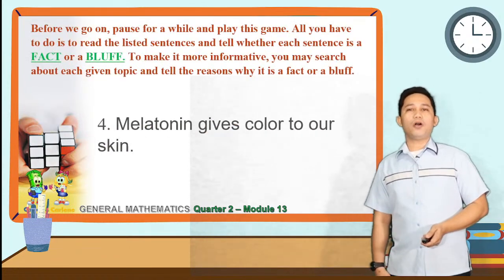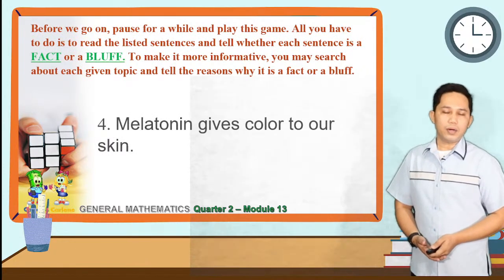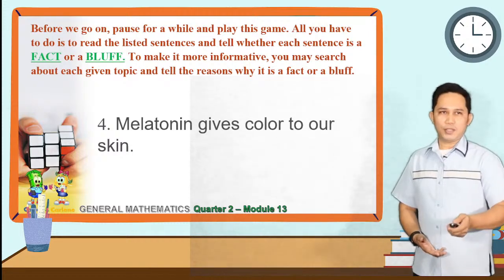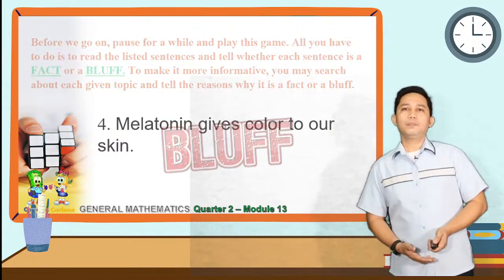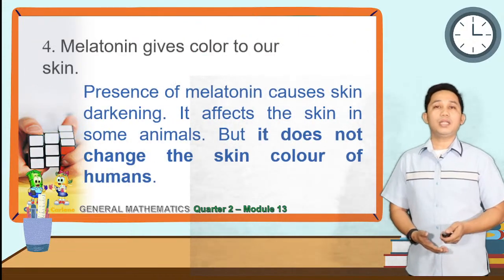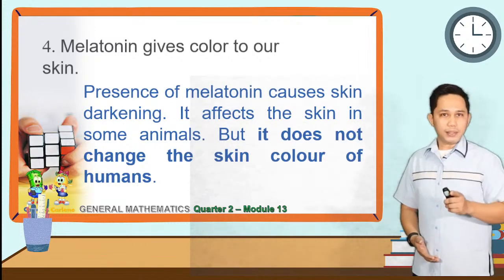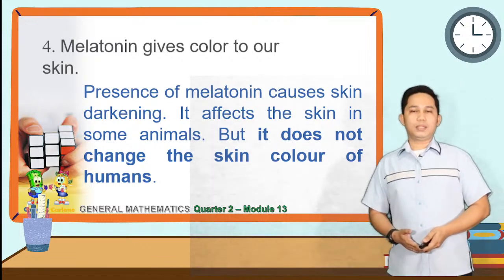Next, number 4. Melatonin gives color to our skin. Is it a fact or a bluff? Yes, correct. It is a bluff. Why? Presence of melatonin causes skin darkening. It affects the skin in some animals, but it does not change the skin color of humans.